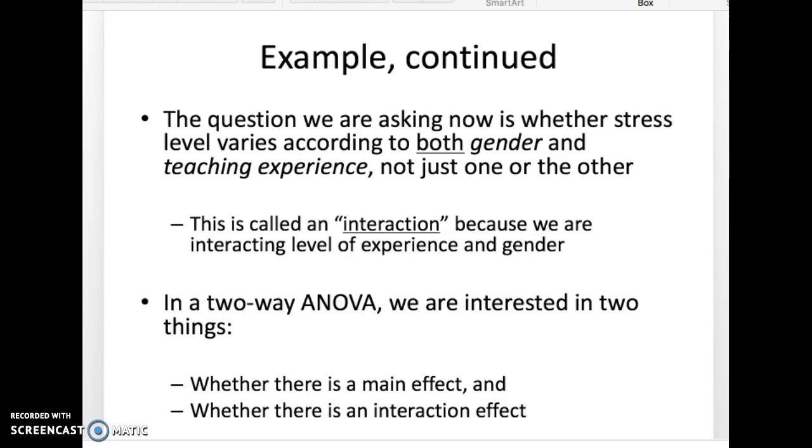The question we are asking now is whether stress level varies according to both gender and teaching experience, not just one or the other. We call this an interaction because we are interacting the level of experience and gender. In a two-way ANOVA, we're interested in 2 things. First, whether there's a main effect and whether there's an interaction effect. So let's break both of those down.